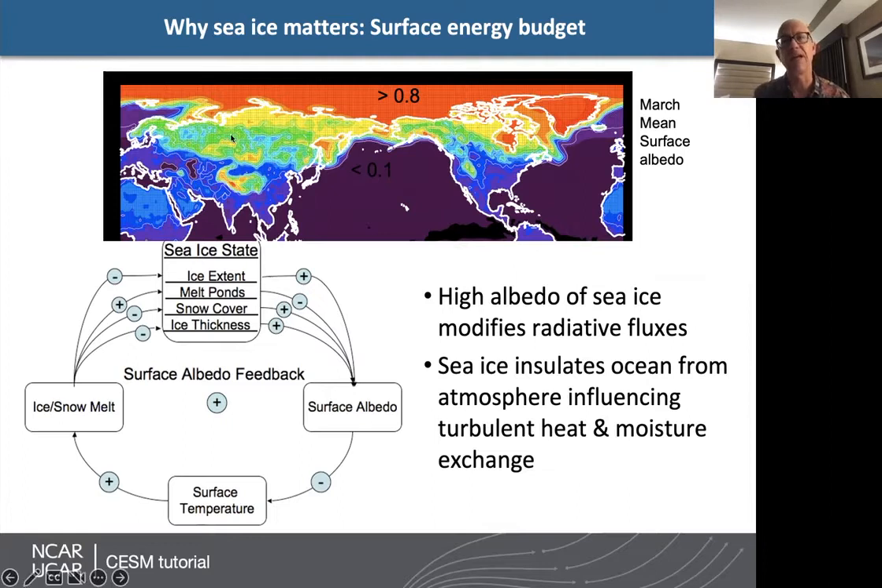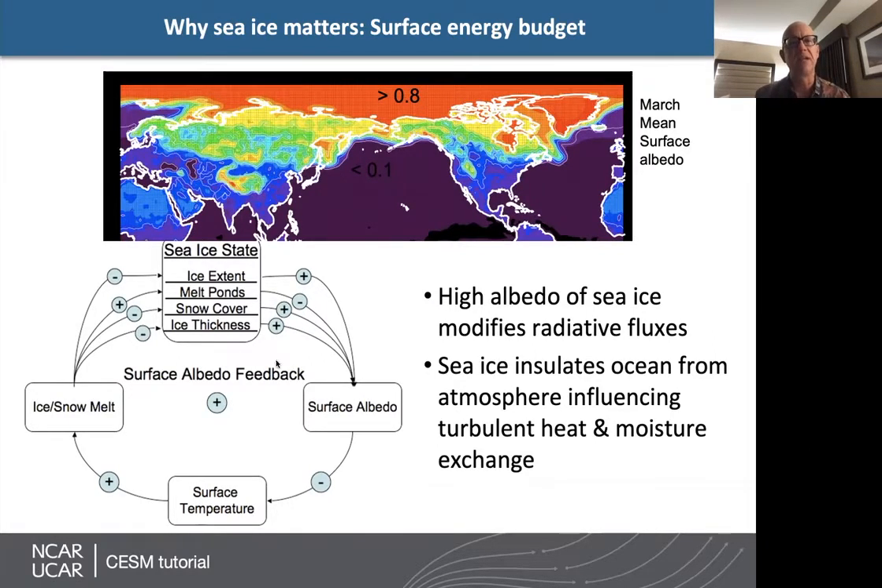And you can see over the land areas, the albedo does tend to vary depending on the type of surface you're talking about. But in the snow-covered regions over land and over the ice and the Greenland ice sheet, you do get really a lot of shortwave reflected back to space as well.